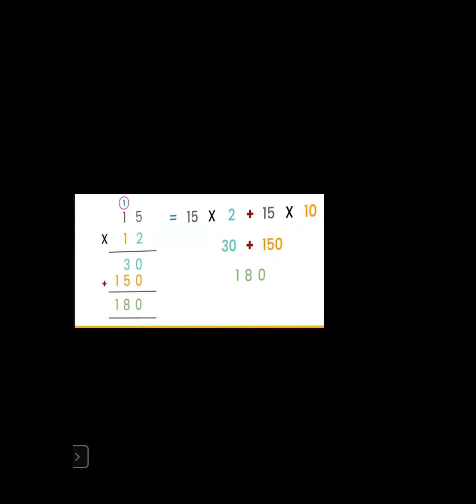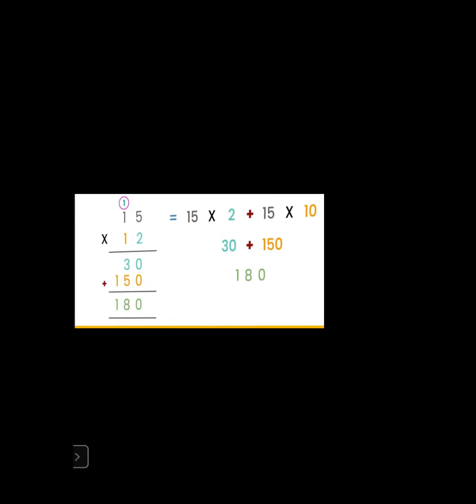15 into 12. 2 into 5 is 10. Place the carry at tens place, and 2 into 1 is 2. 2 plus 1 is 3. And we have to place the 0 at the downside of the 0 before solving the tens place. And 1 into 5 is 5 and 1 into 1 is 1. Now let us sum up the values. 0 plus 0 is 0, 3 plus 5 is 8, and 1.